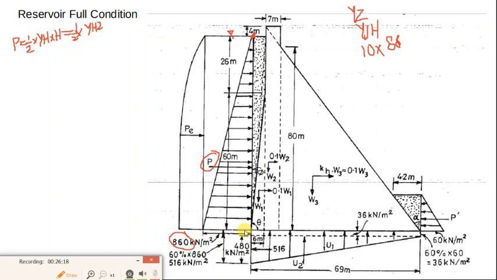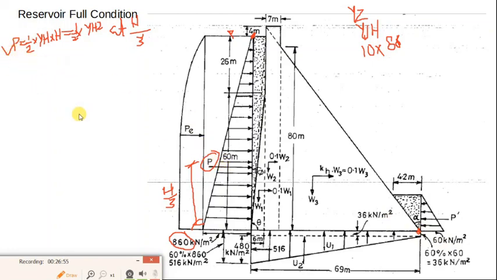And the lever arm will be the vertical distance from the toe, which is equal to 1/3 of this height, that is h by 3. So this will be acting at h by 3 from the toe. Remember, the lever arm of all the resultants will be taken from the toe, because we will be calculating all the moments about the toe. So this is the hydrostatic pressure.